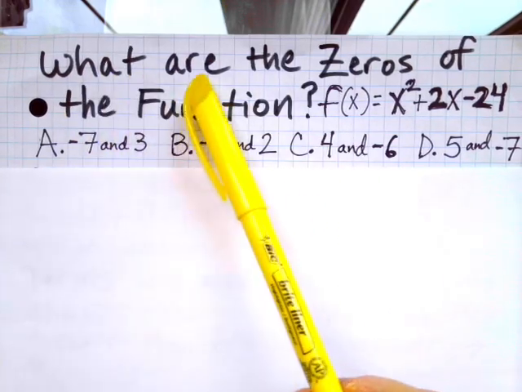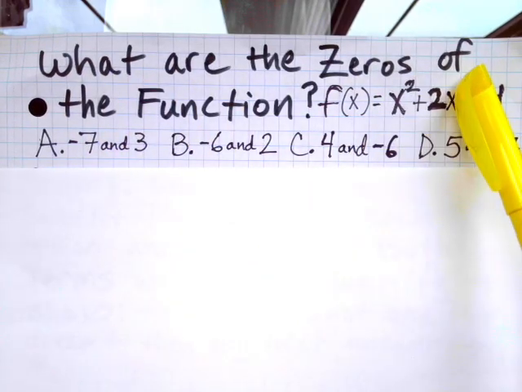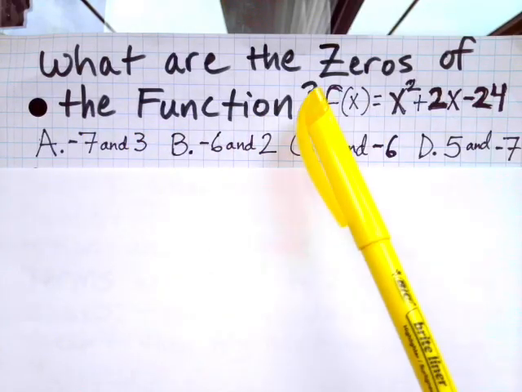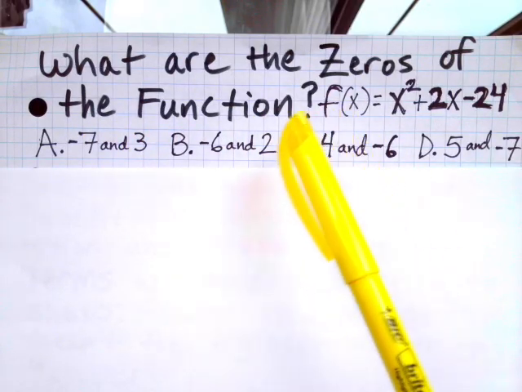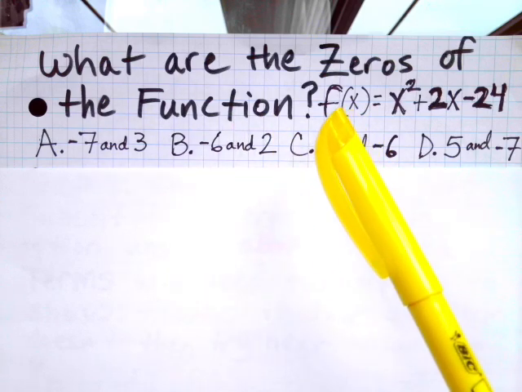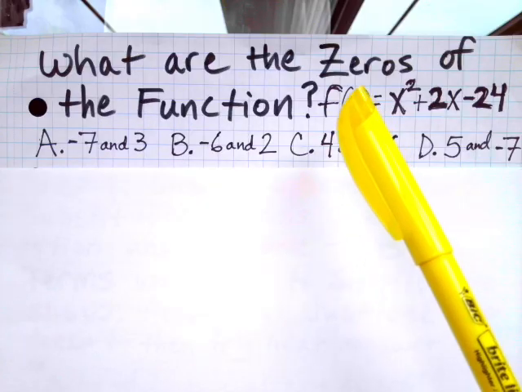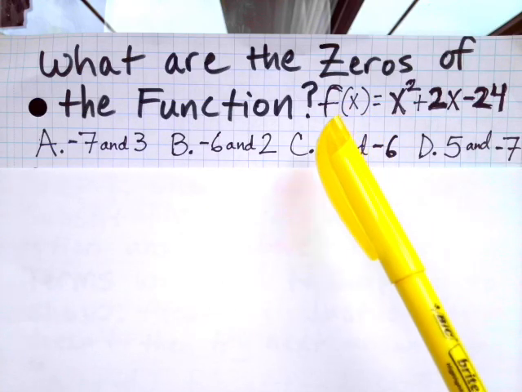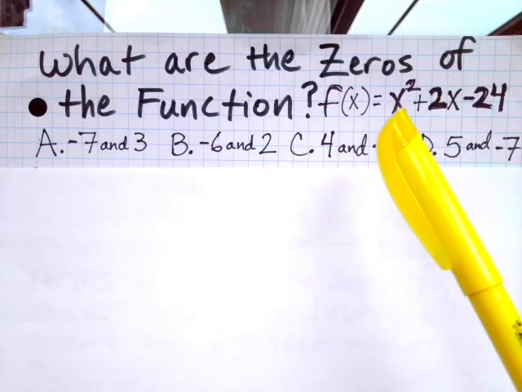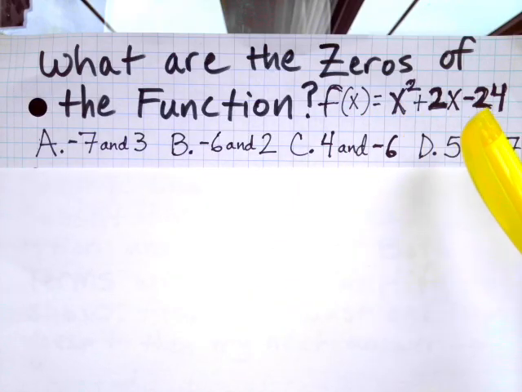So what are the zeros of the function? Anytime you see f of x, that's a function. What is a function? A function is a graphed equation, and f of x here is equal to y. So it's just like if you said y equals. We have x squared plus 2x minus 24.